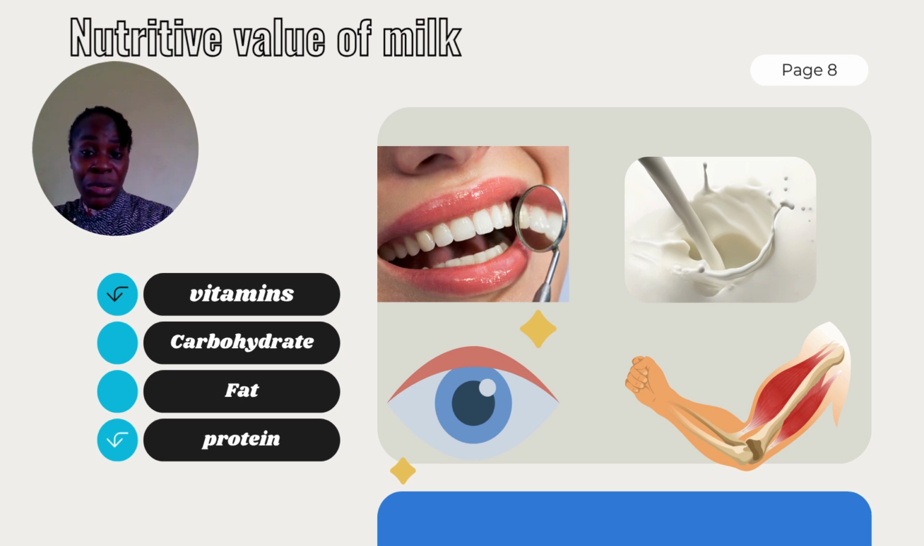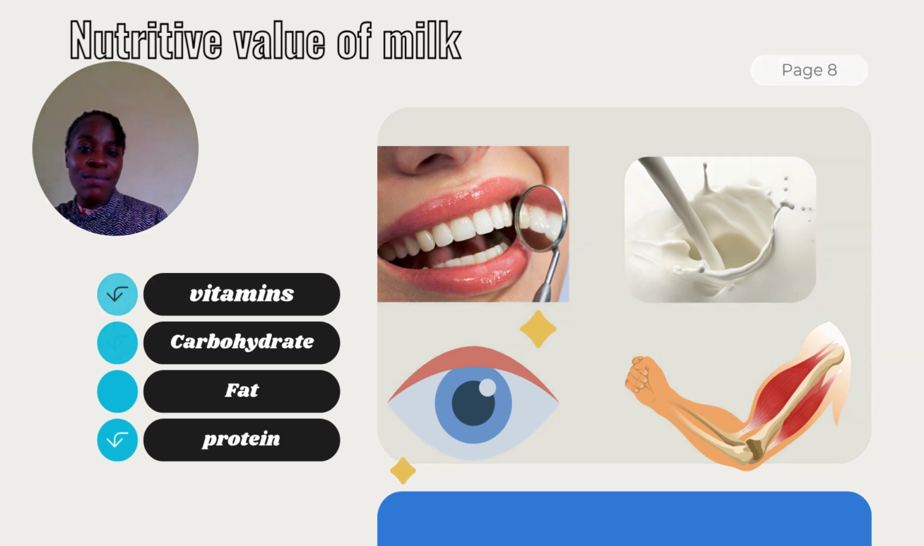And then another one I'll be saying is mineral elements like calcium for strong teeth and strong bones. Yes, milk is rich in mineral elements like calcium, potassium, and phosphorus for strong teeth and bones.